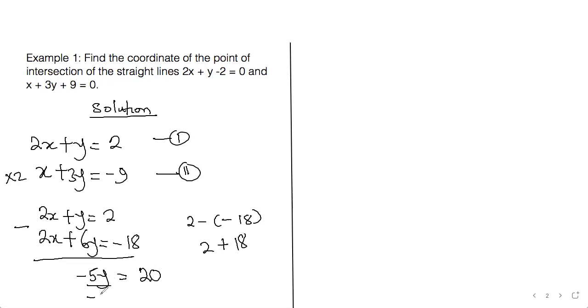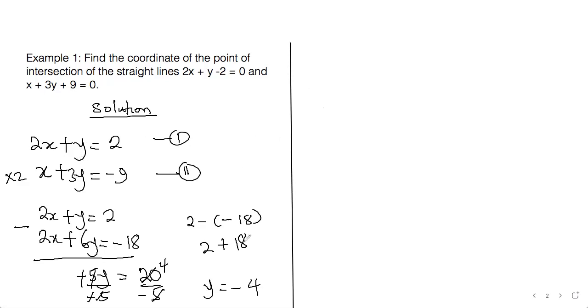Then I divide both sides by minus 5, and minus 5. Then this cancels, so y will be minus 4. So now I have the value for y. Then I can calculate the value for x by substituting the value of y into any of these equations.